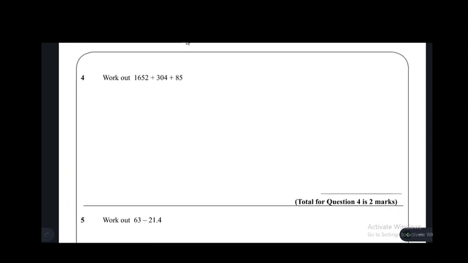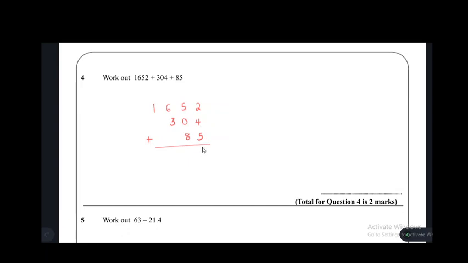Yeah, so by now we are progressing so well. Here we have 3 numbers that have been added. So we're going to start by arranging them in column form. I'll start with the first one, 1652 plus 304, and then plus 85. You've noticed that I have spaced out my numbers. I do not want to squeeze them. I want them to have enough space so that in case I am carrying, I'm able to carry without any confusion. So 2 plus 4 is 6.